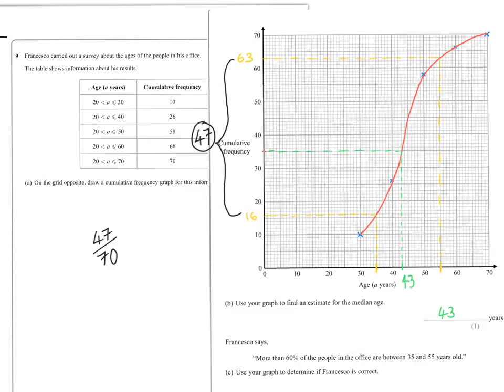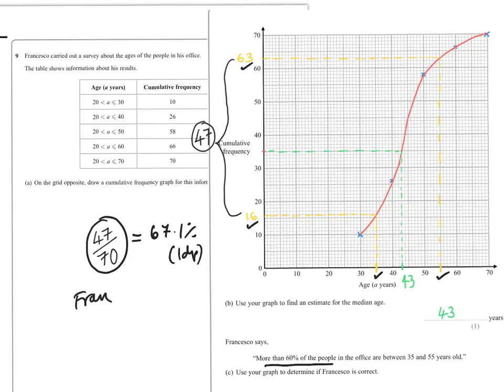Well, I looked at 35, I read along and got 16. And then I looked at 55 and read along and got 63. And the difference between 16 and 63 is a total of 47. And that's out of 70 people altogether. So I did 47 out of 70, and that gave me 67.1% to 1 decimal place. Now that is more than 60% of the people, so Francesco is correct.